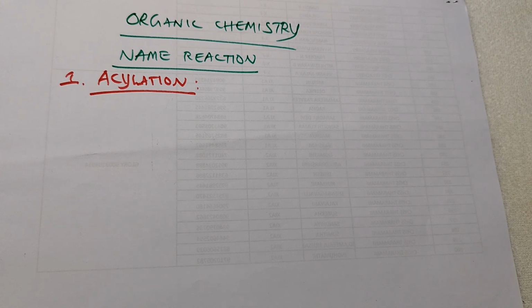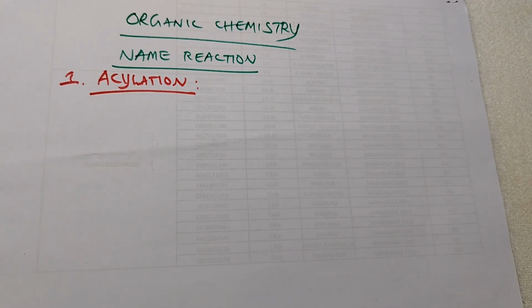In this video, we are going to see important name reactions in organic chemistry. First we take the acylation. What is an acylation reaction? Normally, acyl groups like RCO or ArCO react with reactive hydrogen atom containing alcohols, phenols, and amines. That type of reaction can be called an acylation reaction.